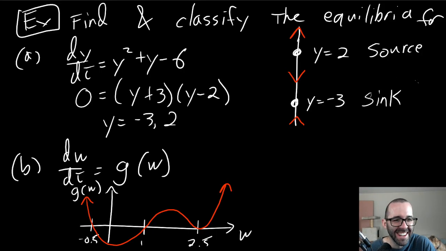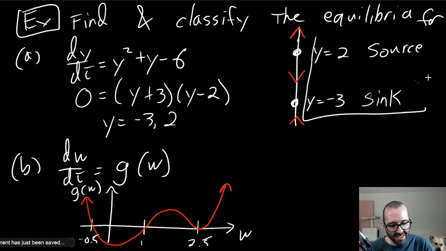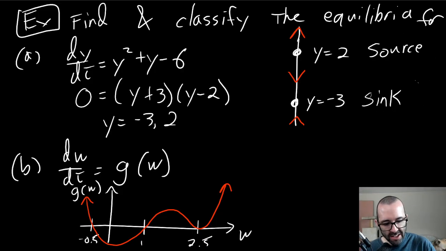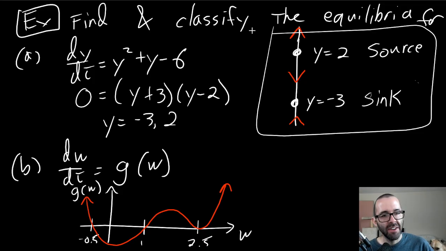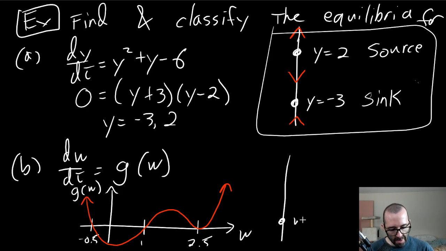All right, we've answered the question. All right, let's just box the whole thing. We'll include the phase line. And we can do the same thing for this other one. Let's make our phase line. All right, we have 3 equilibria. When w equals -0.5, when w equals 1, and when w equals 2.5.